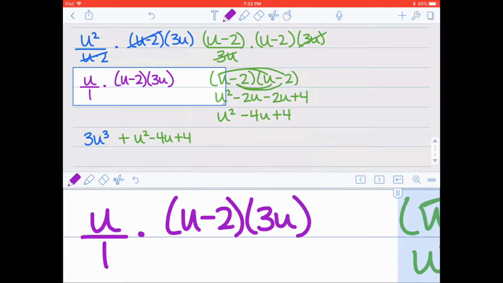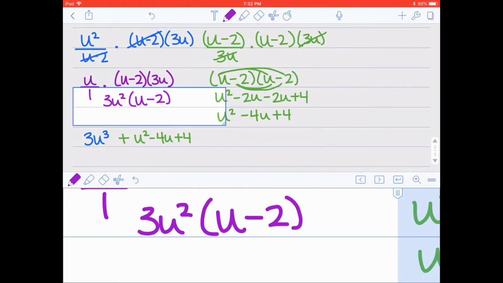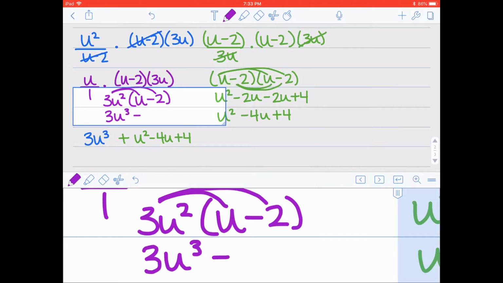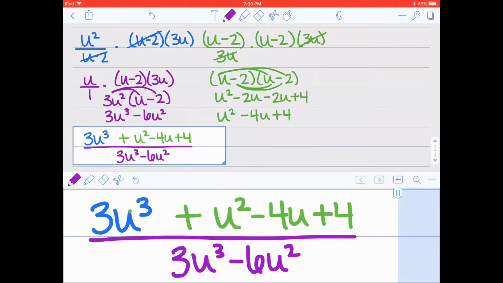And you'll notice that this time nothing cancels out, right? So we just have to actually multiply all of it. So I have u times 3u gives me 3u squared. So I've got 3u squared, and I'm multiplying that by u minus 2. Okay, so 3u squared times u minus 2, and I'm going to go ahead and distribute that. That gives me 3u to the third minus 6u squared. Okay, so I'm going to go ahead and write this. So I've got over 3u to the third minus 6u squared.